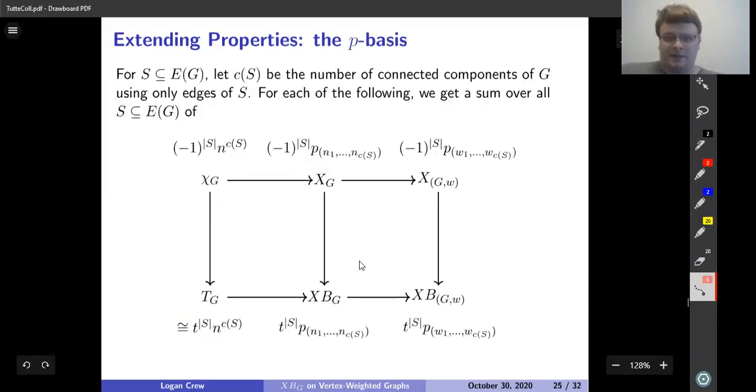With the p basis, what does this tell us? This gives us a state expansion where we can look at every subset of the edge set and figure out how connected the graph is when we look at only that edge set.